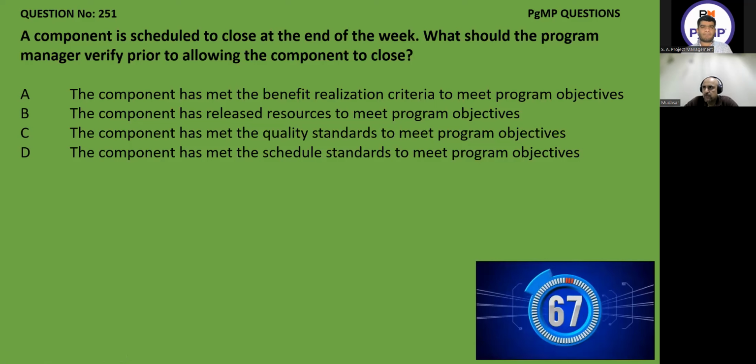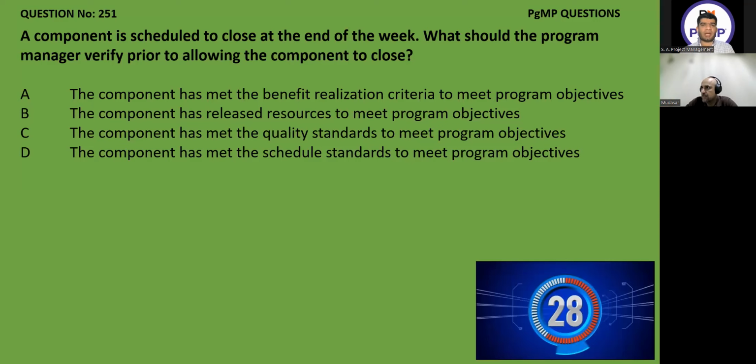Component is scheduled to close at the end of the week. What should the program manager verify prior to allowing the component to close? The component has met the benefit realization criteria to meet program objectives. Component has released resources to meet project objective. Component has released resources to meet program objective. Component has met the quality standards to meet program objective. So the answer is A, because in order to close any component, it should meet or exceed the benefit realization criteria.